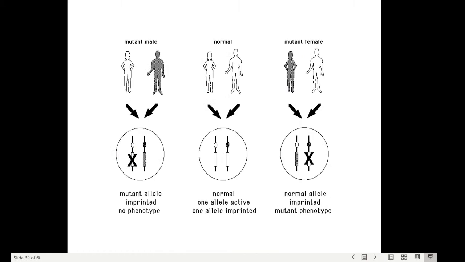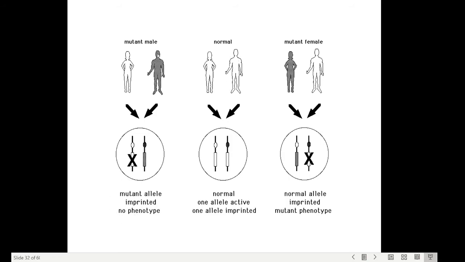Here is another example for mutant and determination. Mutant determination questions are the majorly asked questions in CSIR, so please understand, and I will send some materials on mutant-related parts. Understand the question: mutant alleles are imprinted. Here it looks like the mother, and here it looks like the father. So if the mutant allele is imprinted, there is no phenotype.